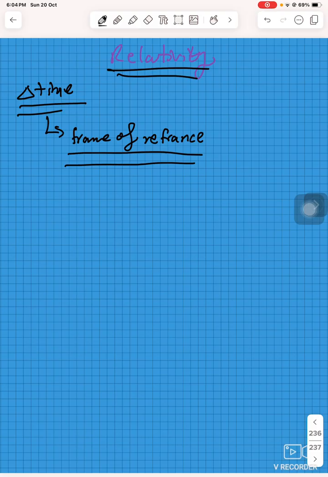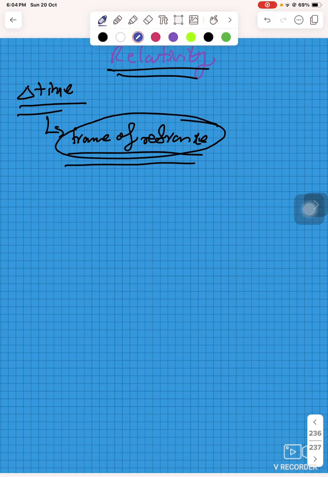Okay, so frame of reference. What I mean by frame of reference is, let's suppose I'm standing on this 2D or this 1D road. It's a road, okay, and I'm standing on this road, and I see two players shooting a ball.